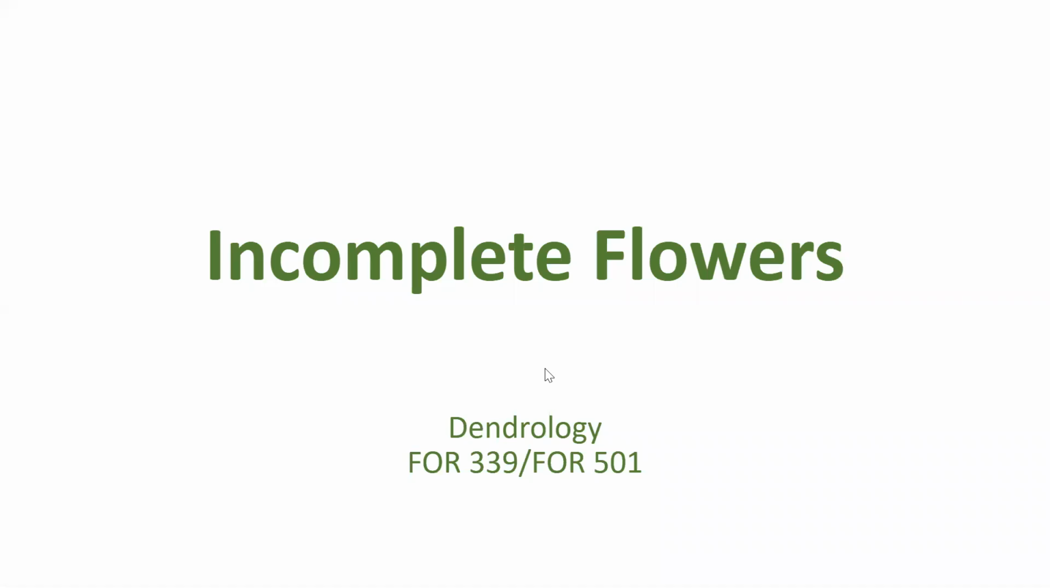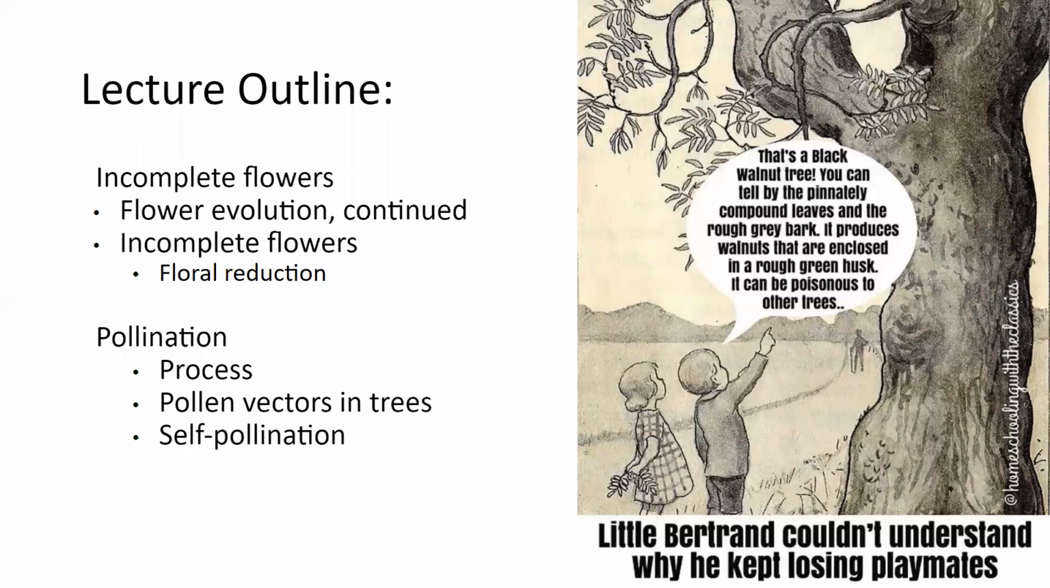Okay, so continuing our discussion of angiosperms, we talked about complete flowers in the last video. Now we're going to talk about incomplete flowers. These are flowers that are lacking one or more of those four parts, right? And what are the four parts? The sepals, the petals, the androecium, or the male parts of the flower, and the gynoecium, or the female parts of the flower.